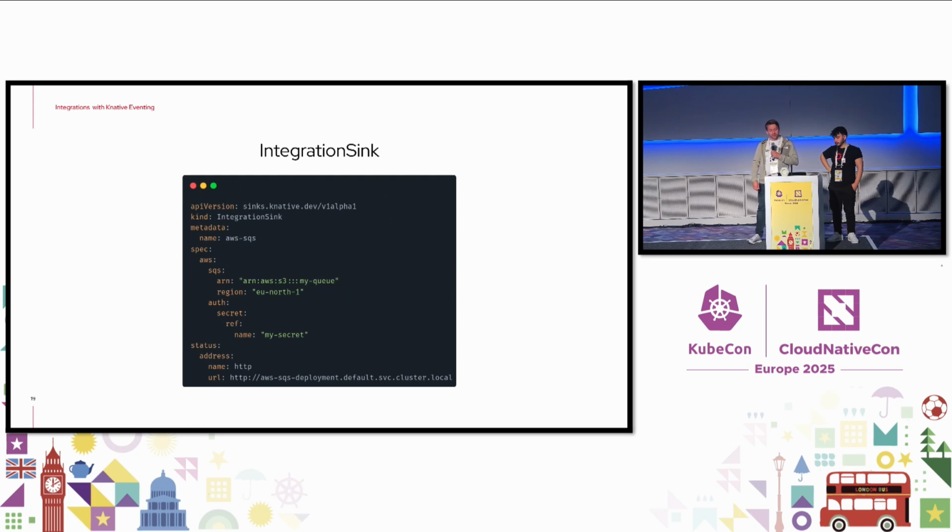Similarly, if you want to send events back to SQS, you simply create an integration sink, specify the AWS SQS configuration options, the auth secret, and you're done. The sink will create a status where you can send events to, and that's it. And by having this natively in Knative Eventing, you also get this in the usual release cycles, and it supports integrating into existing systems, so that, for example, it comes with TLS support out of the box.